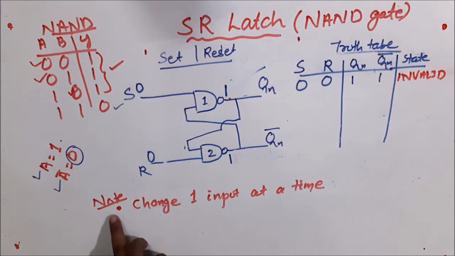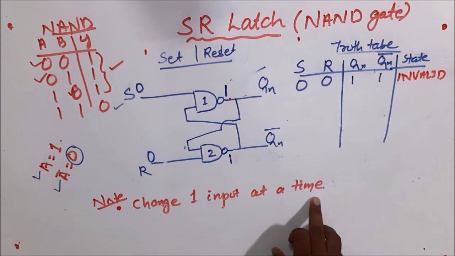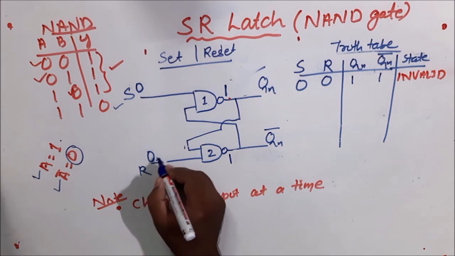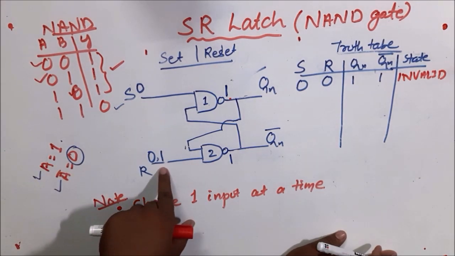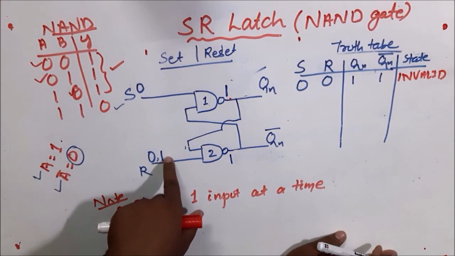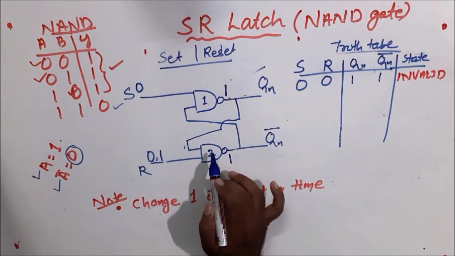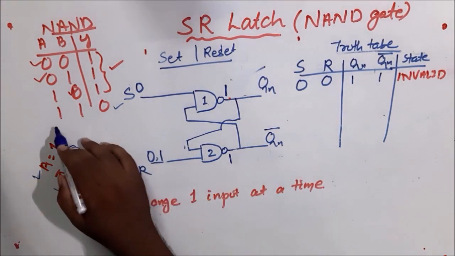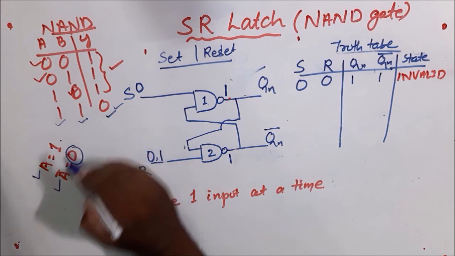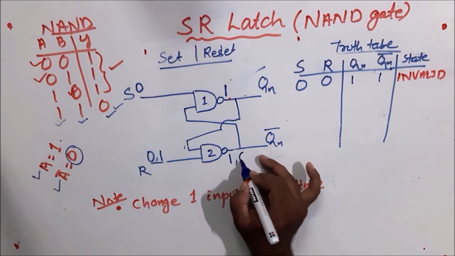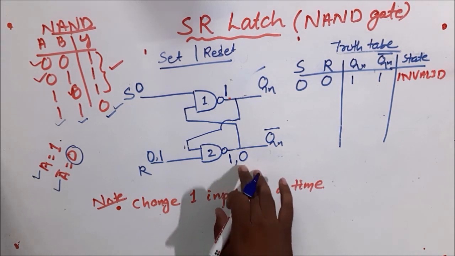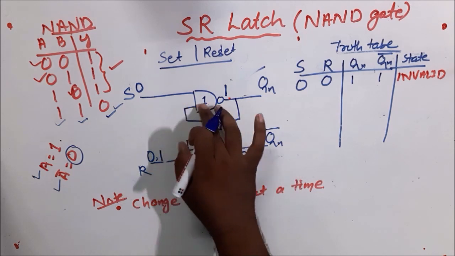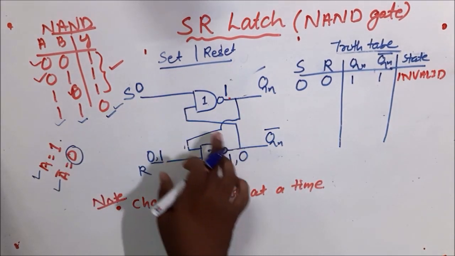Then, with the note that I change one input at a time, I make R equal to 1. When I make R 1, and previously it was 1, both inputs of the NAND gate are 1 and 1. If both inputs are 1, the output will go to 0. So here I get the output as 0. Once I get the output 0, that 0 is applied to the input of gate 1. Previously it was 0, now it is also 0.